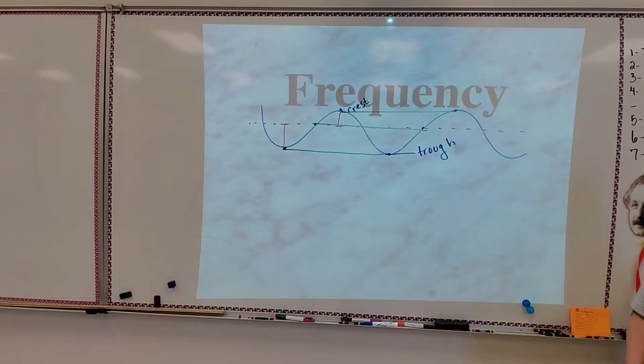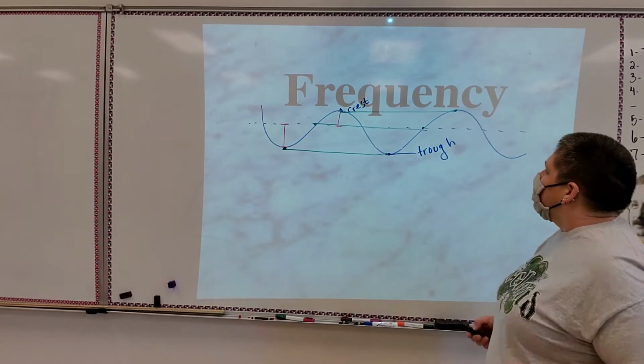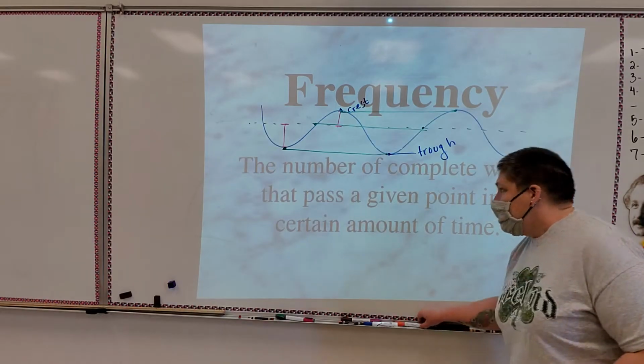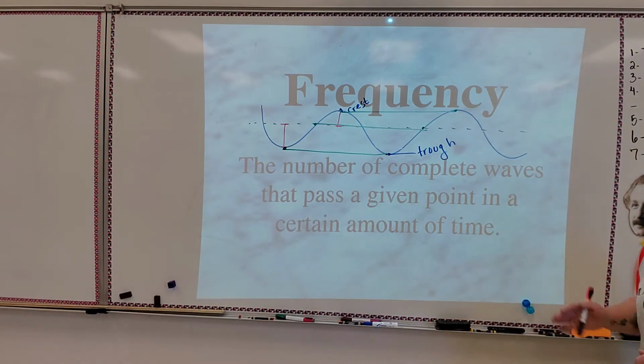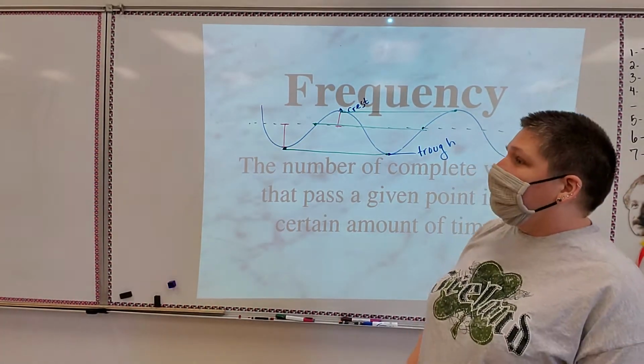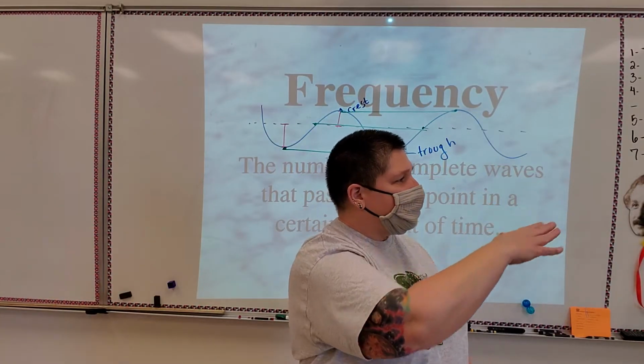A third property is frequency. This is where it kind of gets, I think, a little bit fun. So you get to see my incredible artistic ability as I talk about frequency. Frequency is the number of complete waves that pass a given point in a certain amount of time. So let's say I'm sitting at the end of a pier and I'm looking sideways at the ocean and the ocean's moving. Look at the waves.